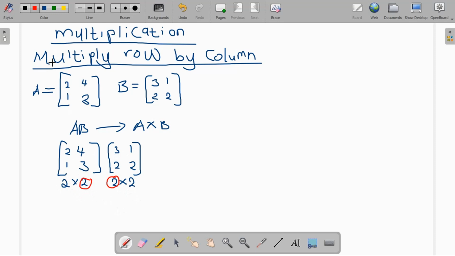So remember, multiply row by column. This is a row, and then we multiply by this column. Again, the same row multiplied by the other column. Then we come to this row, and we multiply by the column, and then the same row multiplied by the other column. So rows this side, columns this side. That's how we multiply.